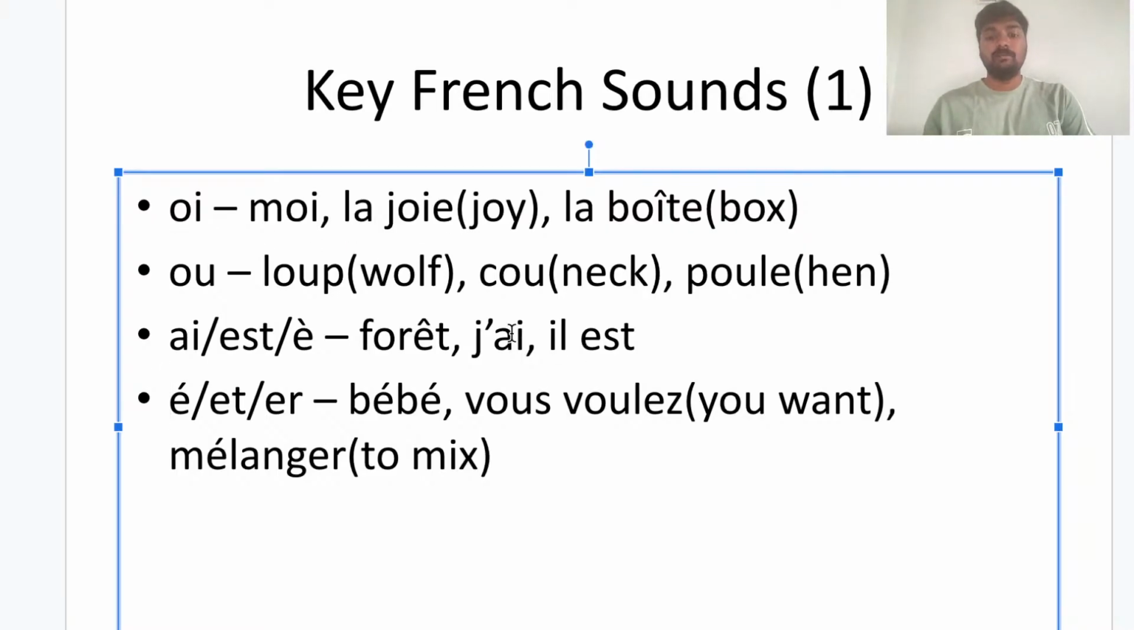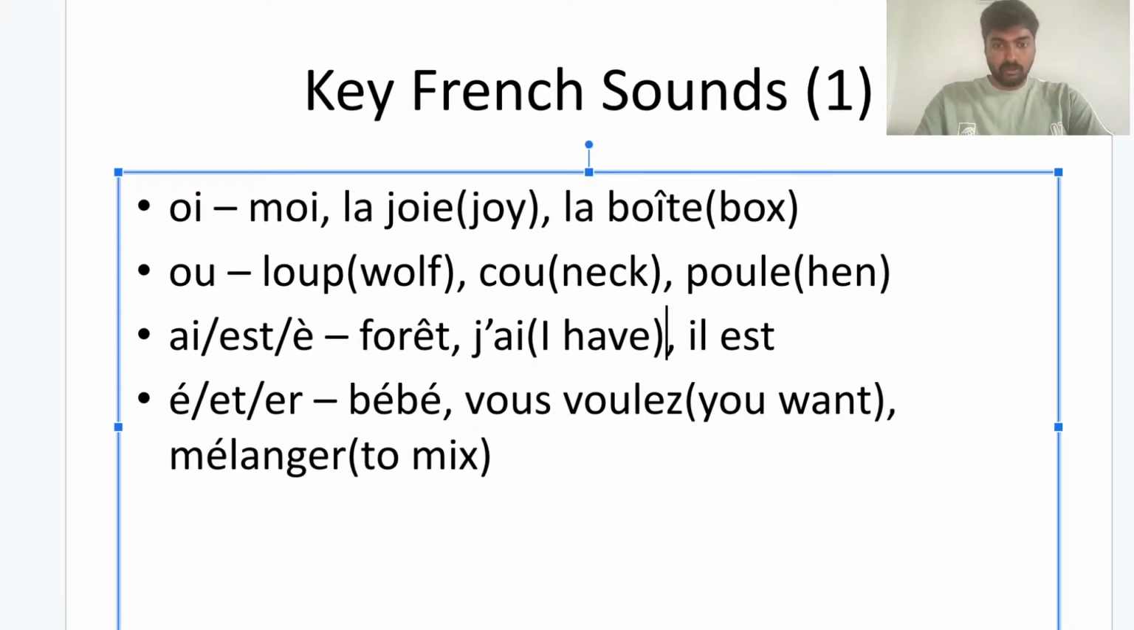J'ai is actually a verb. We will be looking into this in the coming videos. J'ai means I have. This is one of the most used French verbs. And il est is also a verb. It's the conjugation of the être verb. It's called he is. I will teach you in the further videos once we start the grammar. For now, let's remember the pronunciations. Forêt, j'ai, il est.